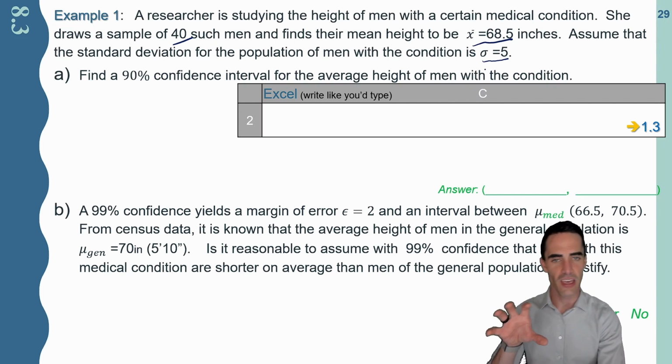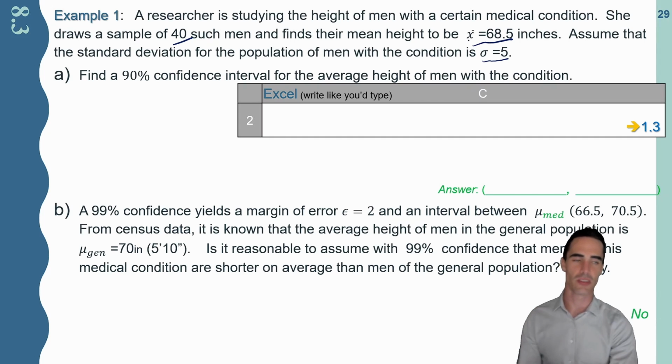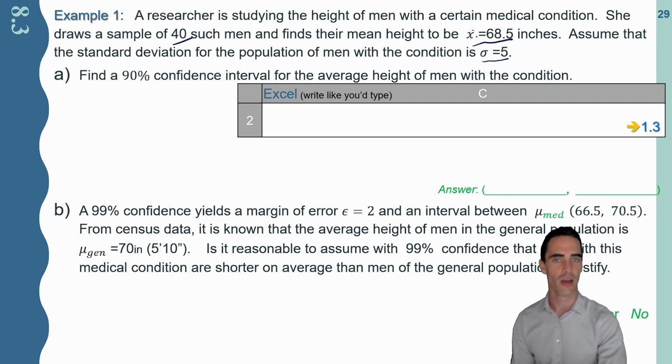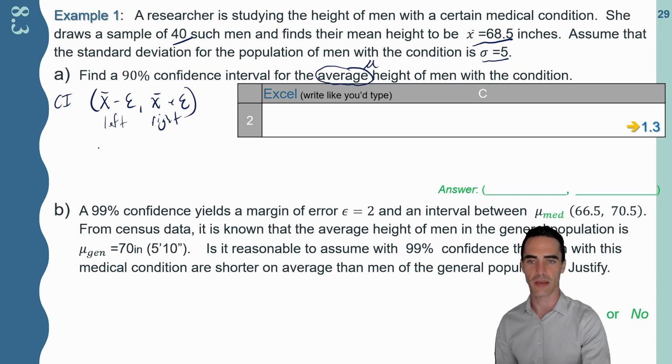Class, if you want to know, for people with this medical condition, maybe what's their average height? Can't talk to everyone with this condition, and so instead I'll just get a random sample of 40. First task, find a 90% confidence interval for the average height of men with this medical condition. Anytime you hear confidence interval, I'd encourage you, for us, we're talking about average height. That's a confidence interval for mu, and so I can know that my confidence interval is going to be of the form x bar minus my margin of error, x bar plus my margin of error, where this is my left endpoint and this is my right endpoint.